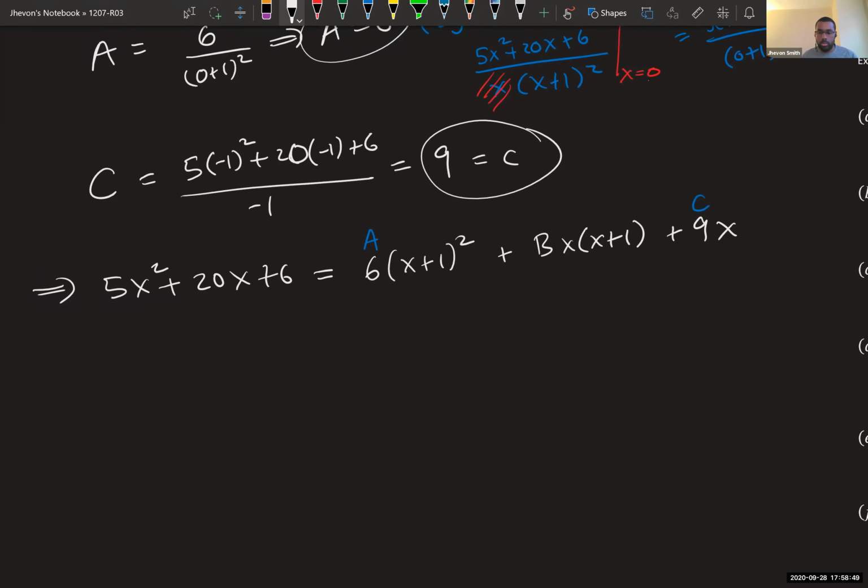And then you could choose any random number here. So I just chose 1. If you plug in x equals 1, we would get 31 on the left. And on the right, we would get 1 plus 1 squared, that's 4, times 6, that's 24, plus 2B plus C. And then I got B equals negative 1.